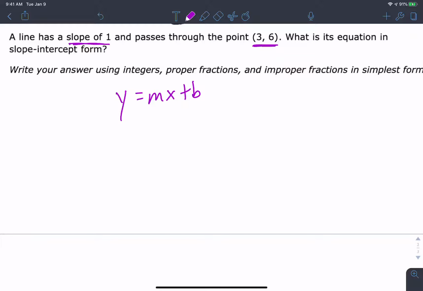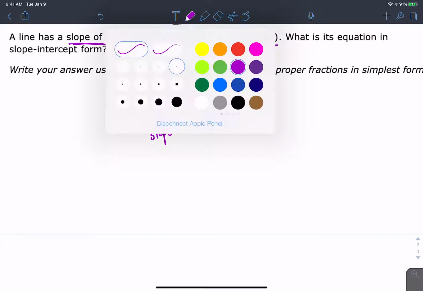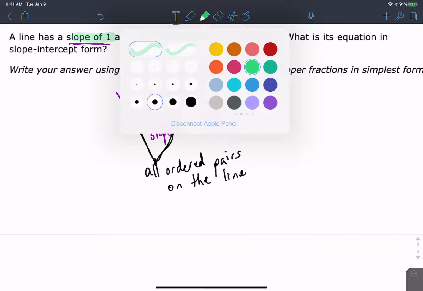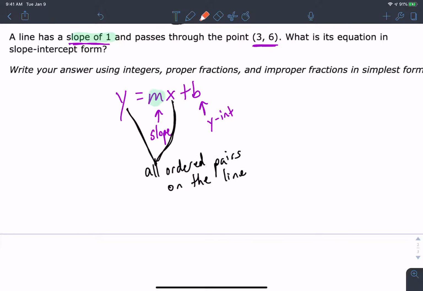So remember, we have to think about all the information they give us here. We know m stands for slope. We know b stands for y-intercept. And one of the things I've been saying is that the y and the x represent all ordered pairs on the line. The information they give us is the slope is 1, so we know our m. And then they give us a point, an ordered pair. Well, if they give us an ordered pair, then they give us an x and a y.